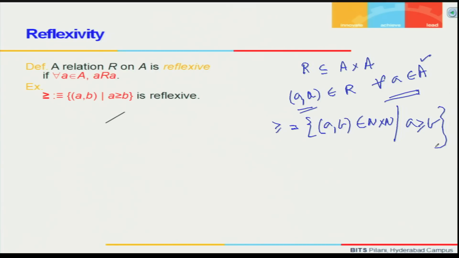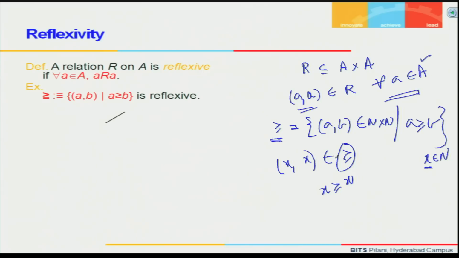To check it, I will take any x in N, the natural numbers, and I have to prove that (x, x) is in the greater than or equal to relation. Then I say that this particular relation is reflexive, otherwise not. For (x, x) to be in this relation, x should be greater than or equal to x. Then I can say that (x, x) is in this relation. But that is very much true.